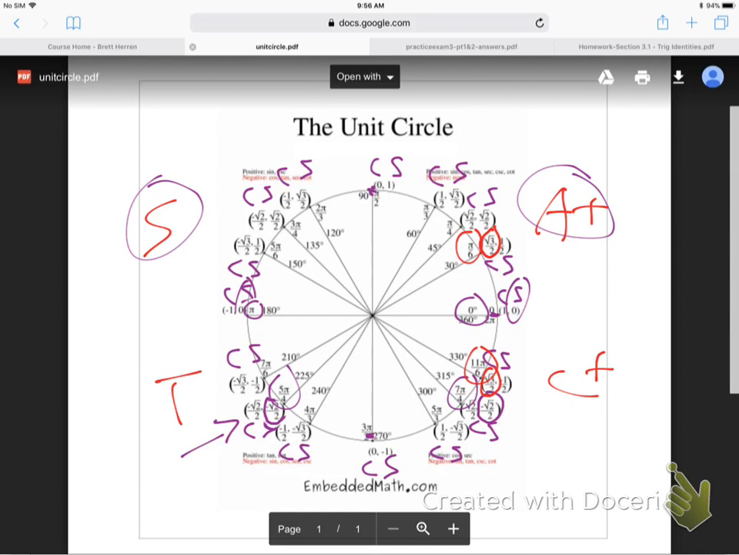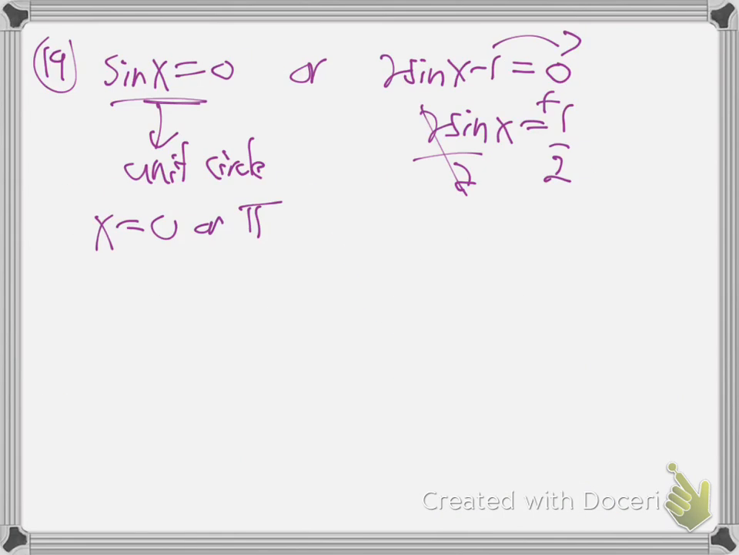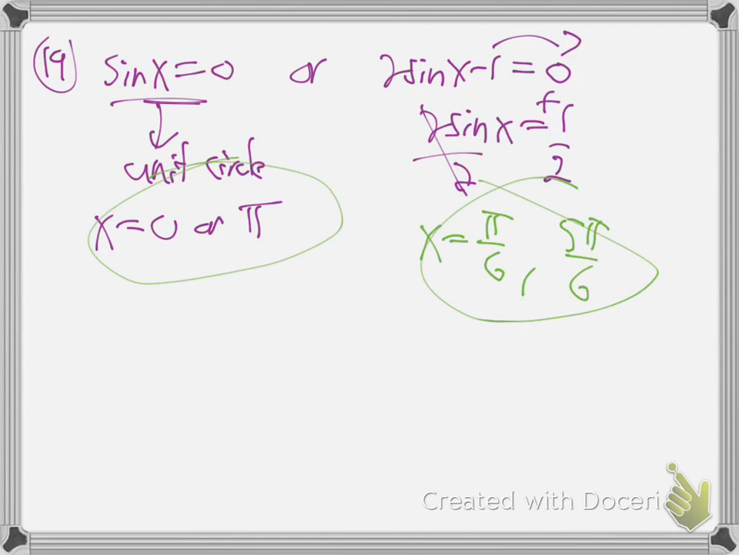I can't find it, right? That's right here. That's it. It almost looks like an A, but it's not. Sine's positive 1/2 and sine's positive 1/2, right there. Pi over 6 and 5 pi over 6. Those two spots, sine is positive 1/2. Pi over 6 and 5 pi over 6. So, pi over 6, 5 pi over 6. There's our four answers.